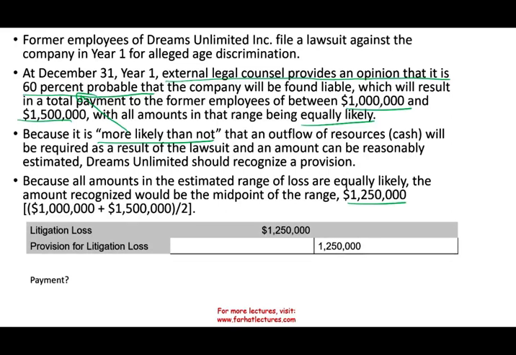Now, under U.S. GAAP, I'm telling you, under U.S. GAAP, we don't do this. Why under U.S. GAAP we don't do this? Because 60% is not high probability. Under U.S. GAAP, we just disclose that we are being sued by this individual, and that's the end.